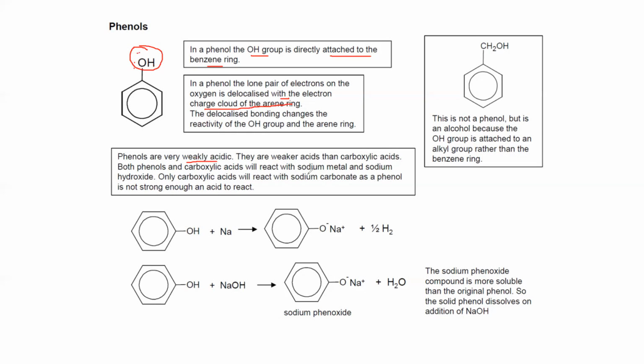So both phenol and carboxylic acid will react with sodium metal and sodium hydroxide, but only carboxylic acid will react with sodium carbonate, as phenols are not strong enough as an acid to react. So when we add sodium metal, sodium will displace this hydrogen, it will form ONa, and then hydrogen gas is given out. When sodium hydroxide is there, the same thing, it will form ONa plus H2O. But with sodium carbonate, carboxylic acid can react, but phenols cannot react. So the sodium phenoxide compound is more soluble than the original phenol. So a solid phenol dissolves on addition of sodium hydroxide. Is it clear? This is about the phenols.